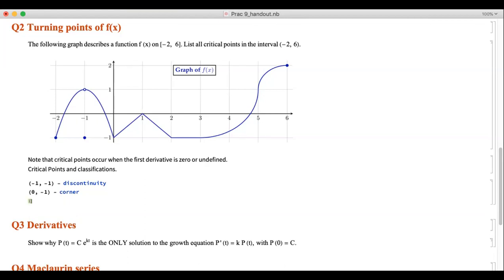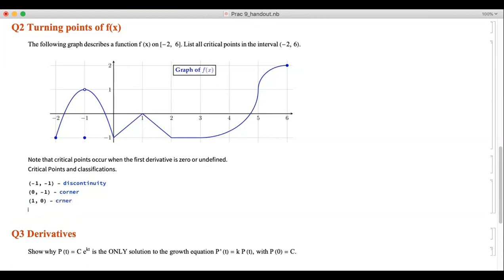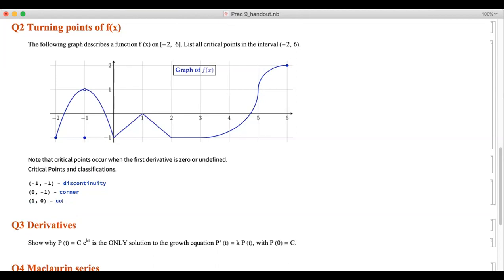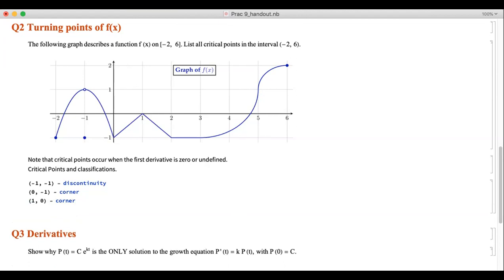1, 0. Yeah, 1, 0 is also a corner. Anything else? It's a vertex. Any other critical point? I'm not seeing anyone else's contribution. Can the others please contribute too? It doesn't matter whether you're right or wrong.